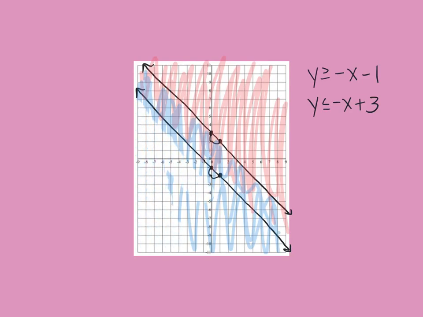And notice how when I was shading, I used different colors, red and blue. I would highly, highly recommend you do the same. It makes it really easy to see where the shading overlaps. You can either use different colors or a different pattern, like shade in one direction and then shade in the opposite direction. Something like that, it helps you to really easily see where they overlap. And that's a basic idea for how we solve systems of inequalities. So there's 5 practice problems now for you to try this on your own and make sure that you understand this.